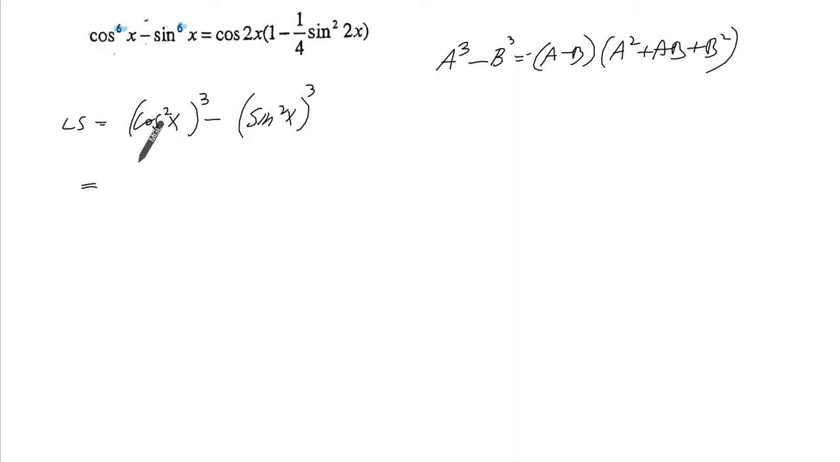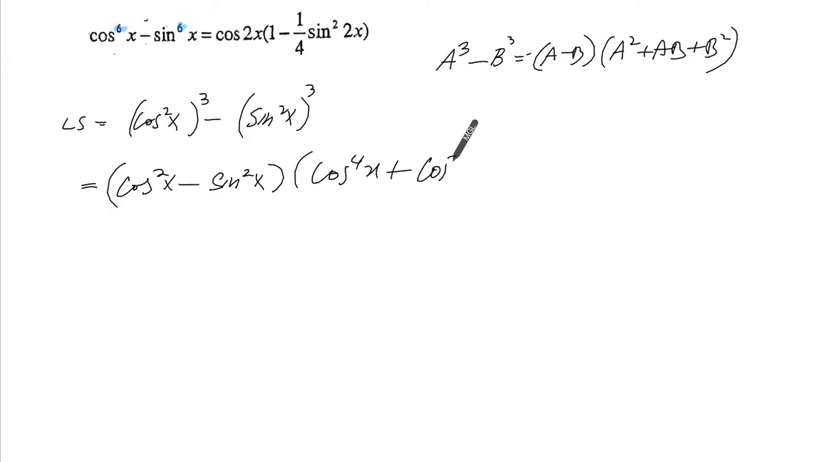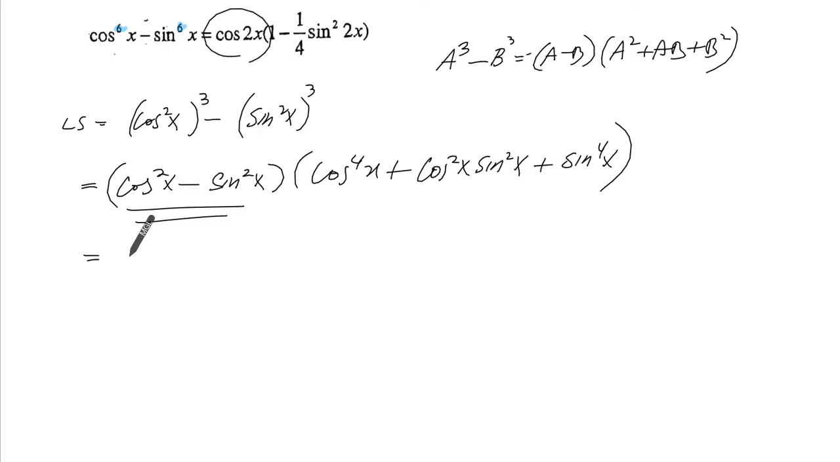Okay, so this can be factored into this, and then square this, so you get cosine 4x plus cosine squared x sine squared x, and square that. This here is the expanded form of cosine of 2x, so we get that. How do we get 1? Okay, we don't have 1 here.